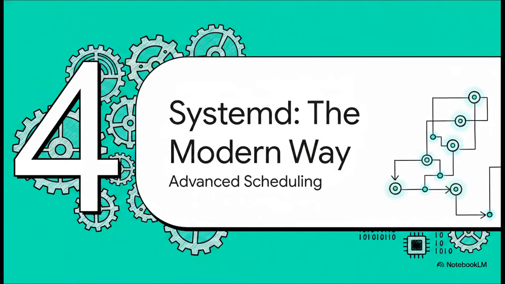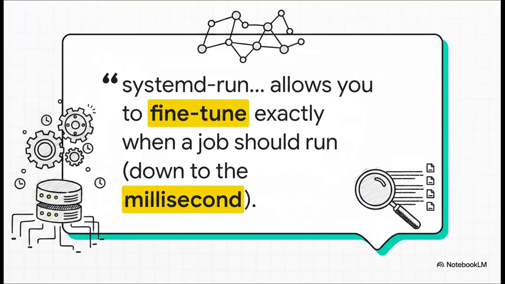All right, we've covered the classics. Now it's time to talk about the modern powerhouse, systemd. Look, cron and at are great, they really are, but systemd brings scheduling to a whole new level with something called timers, and it's deeply integrated into the operating system. And this quote really nails why systemd timers are such a big deal. Cron is simple, right? But systemd is precise.